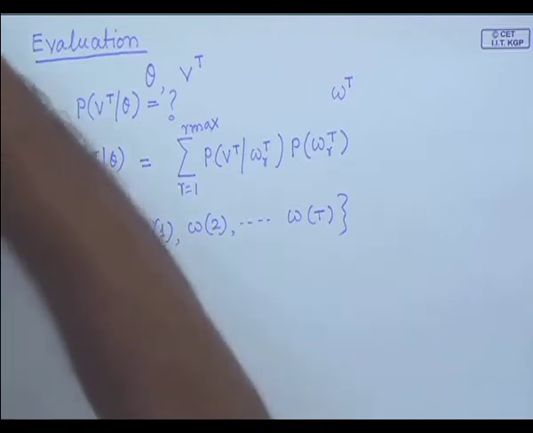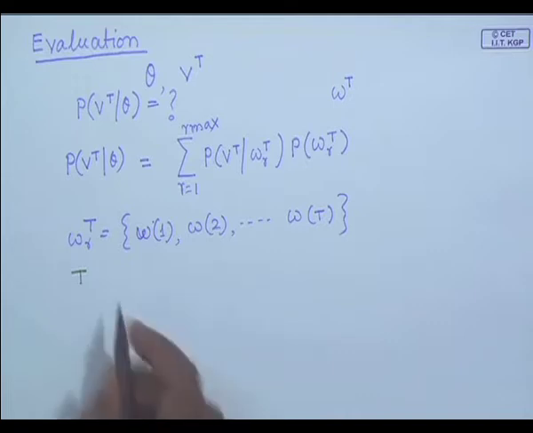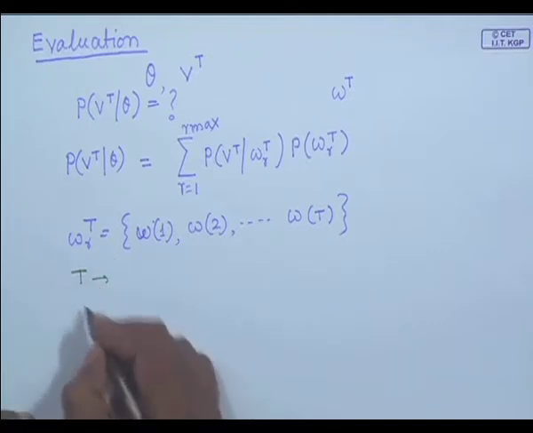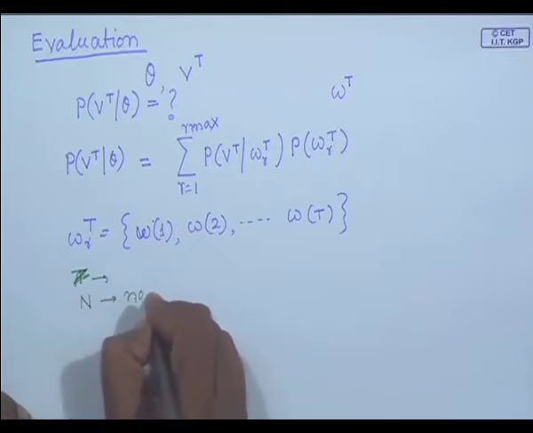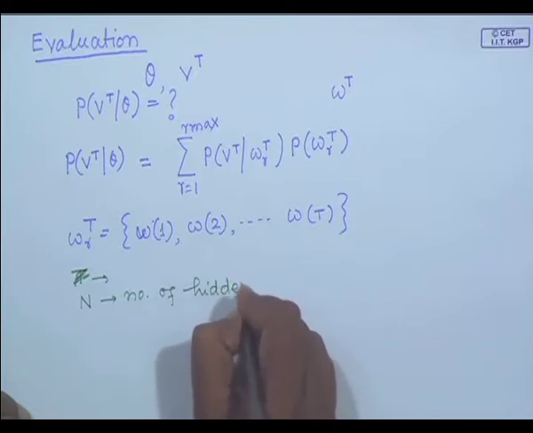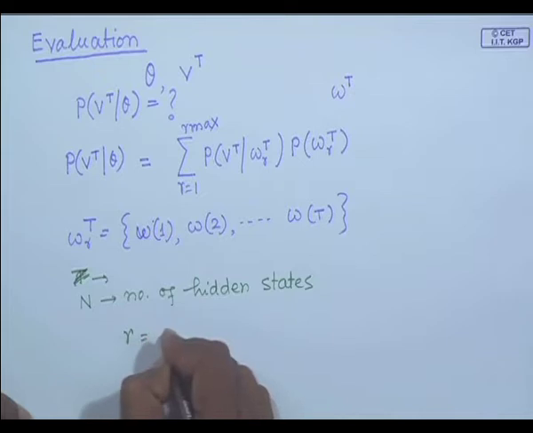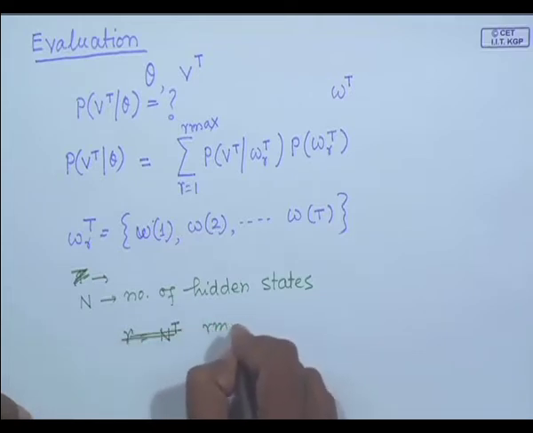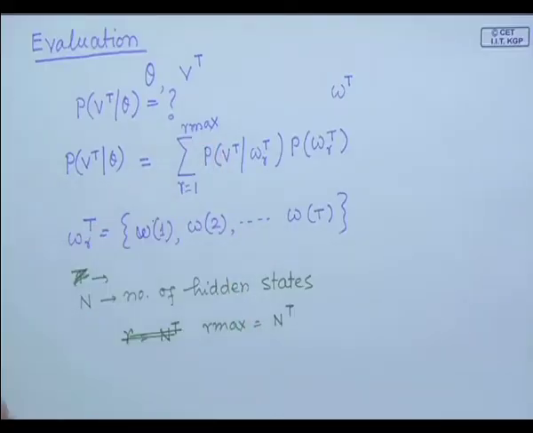Now, if there are, let me say, capital N number of hidden states, because T we are using for something else, then you find that r max will be of the order of N to the power T. So I will have N to the power T possible sequences of hidden states of length capital T. This is the value of r max.